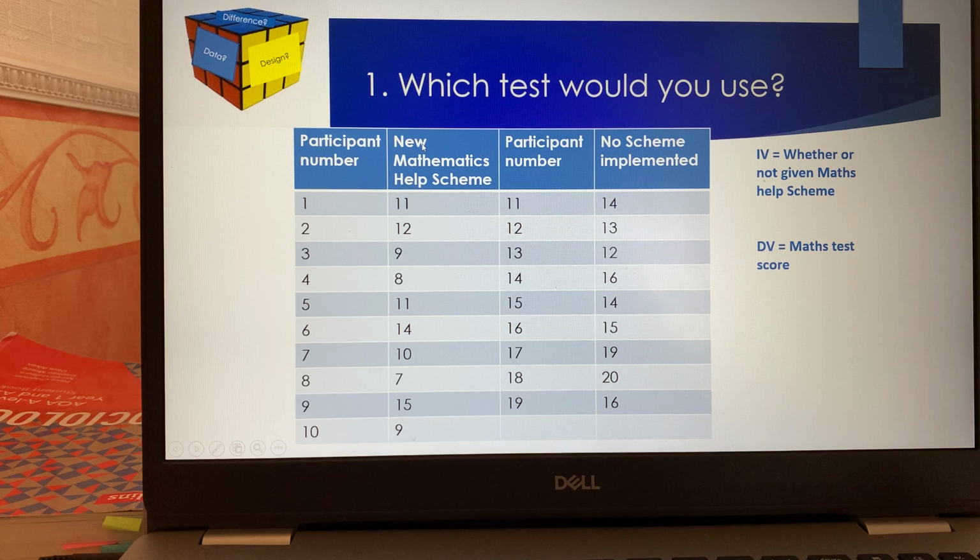Either they're taking part in the new mathematics help scheme here, and the scores they've got. Participants 11 to 19 had no scheme. So the independent variable is whether or not they were given the maths help scheme, and what they are measuring is their maths test score.